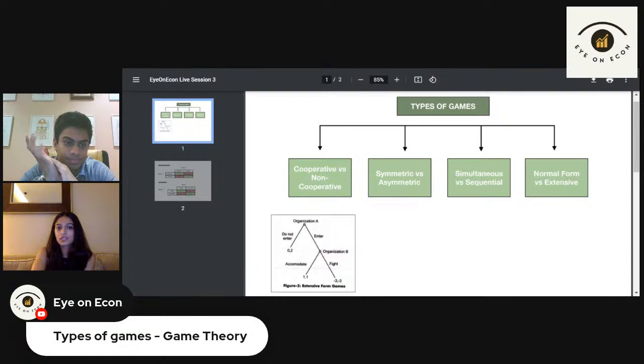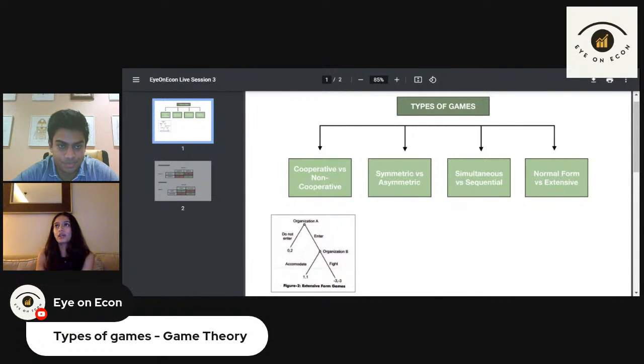The third one would be simultaneous games and sequential games. Simultaneous games are the ones in which the moves of the 2 players are simultaneous. So they both decide together what course of action they would take and what move they would make. And in a sequential game, it's basically turn by turn. One player executes a strategy and the other player follows.